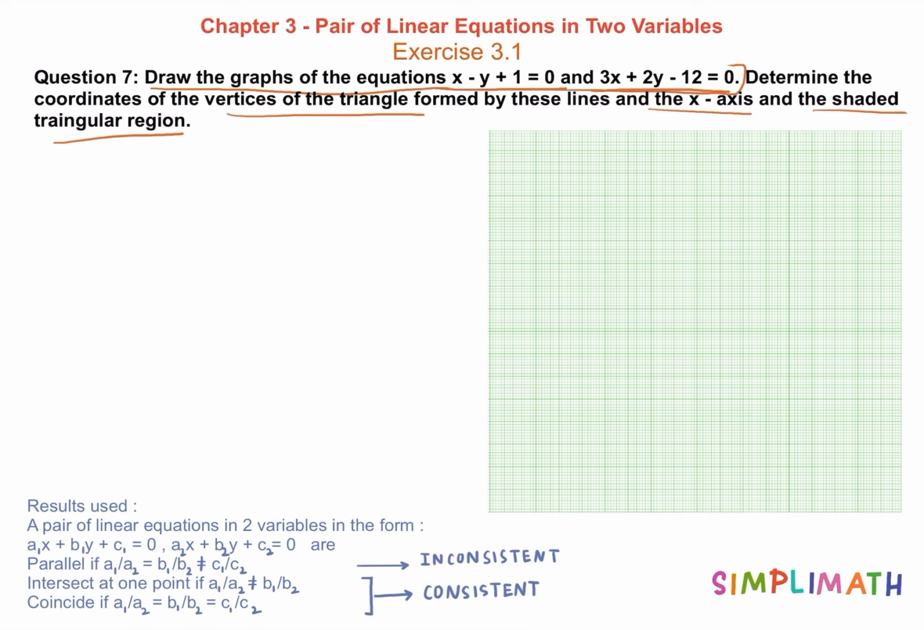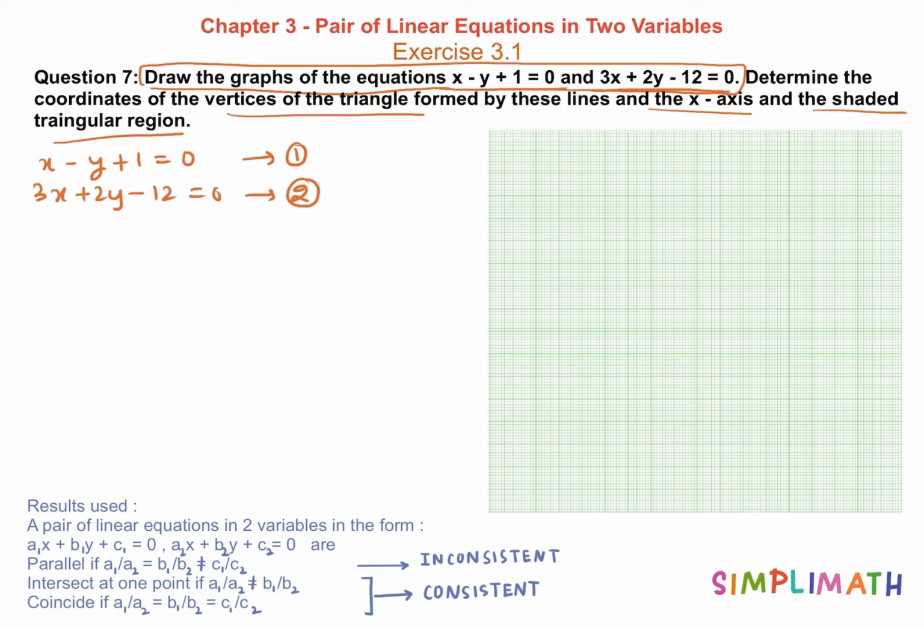these two equations. Now, first of all, let us see if they are consistent or not. That means, do they have any solution? If they don't have any solution, then we need not proceed. And if they have any solution, then of course we can find a solution on the graph. Alright, so let x minus y plus 1 equal to 0 be equation number 1. And let 3x plus 2y minus 12 equal to 0 be equation number 2.